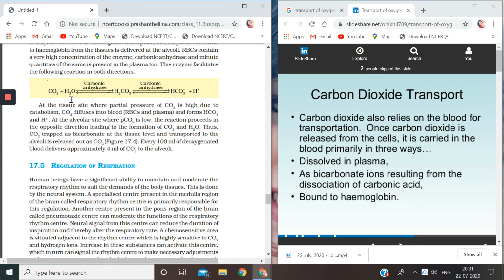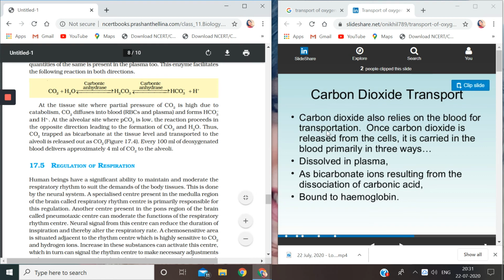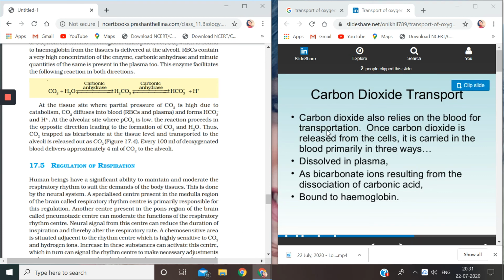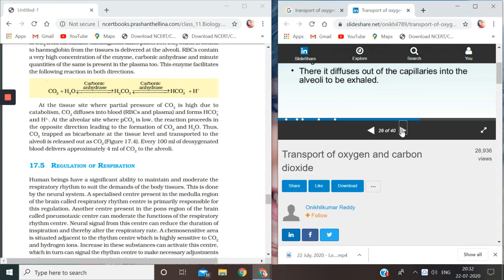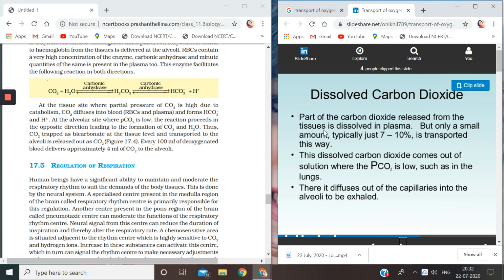I hope I am clear with this. Again, here you can see the same things. Carbon dioxide also relies on the blood for transportation. Once carbon dioxide is released from the cells, it is carried in the blood primarily in three ways. Dissolved in the plasma, it is also carried as bicarbonate, where carbonic acid dissociation occurs, and it is also bound with the hemoglobin. We have done this, right? So the same things are being explained here.